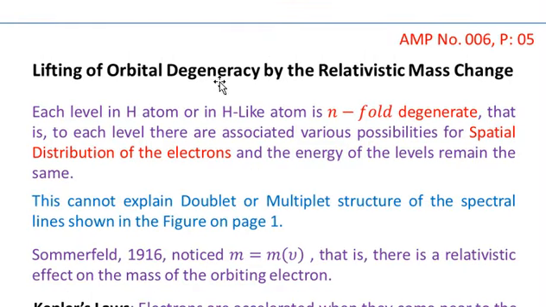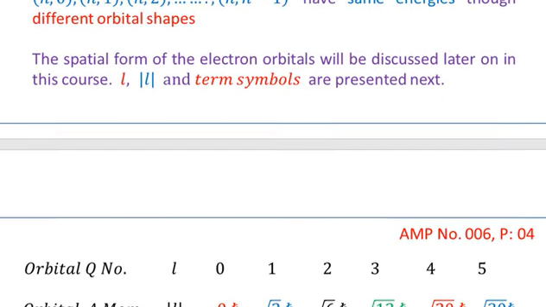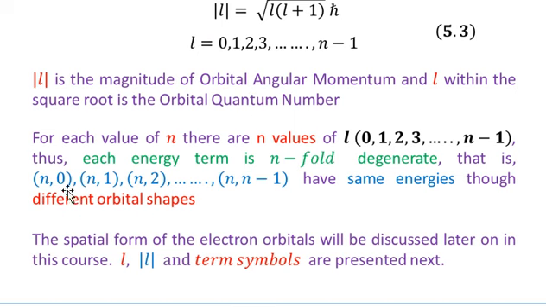That is the lifting of orbital degeneracy by the relativistic mass change. So here the relativistic mass change is responsible that different values of the orbital quantum number will have different energies. And this is due to the relativistic mass change. Up to this point, when we have said that all these have the same energies, that is n0, n1, n2, and so on up to n, n minus 1, have the same values of energies, because all these orbital quantum numbers are not affecting the value of the energies of the atom.